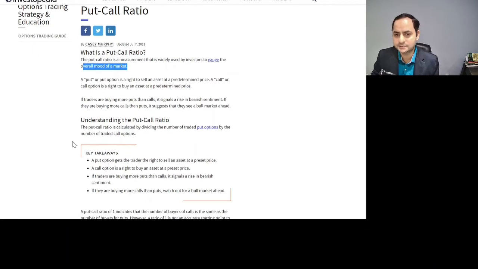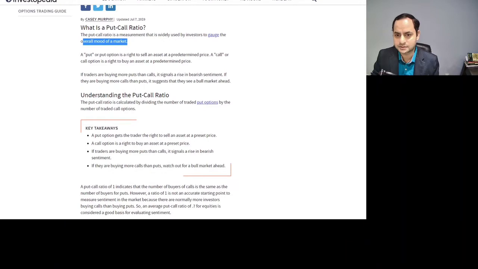The key takeaway is this: it's put over call. A put option gives the trader the right to sell at the asset price, and a call is the opposite; I'll explain what is put and what is call. But the main thing to see here is, if traders are buying more puts than calls, it is a bearish sentiment. If the put is more, it's bearish, but if the call is more than the put, it is a bullish signal. That means the market is going up.